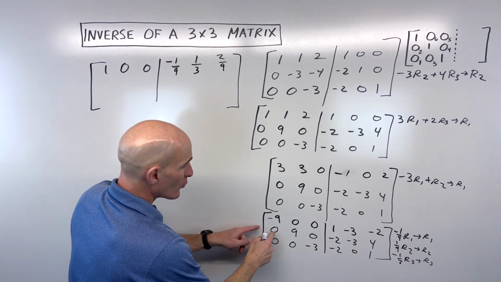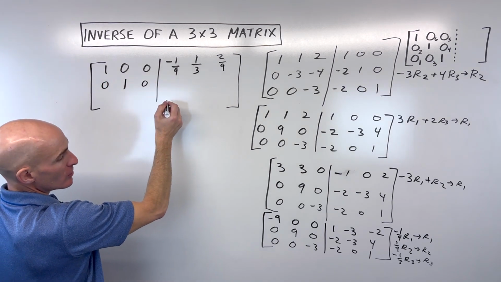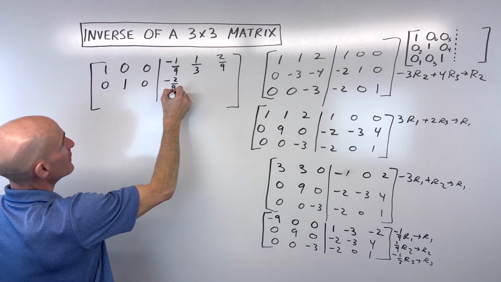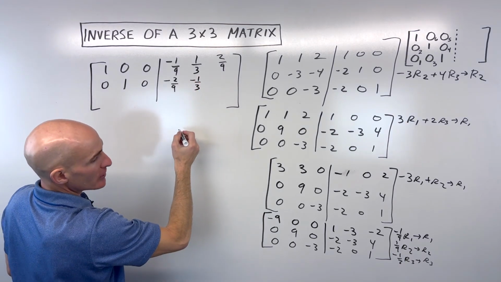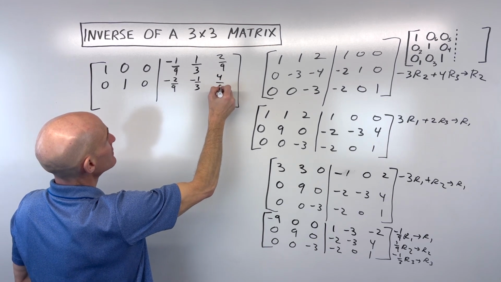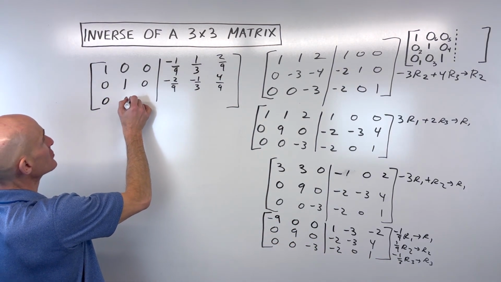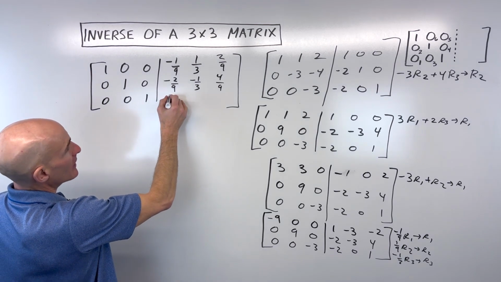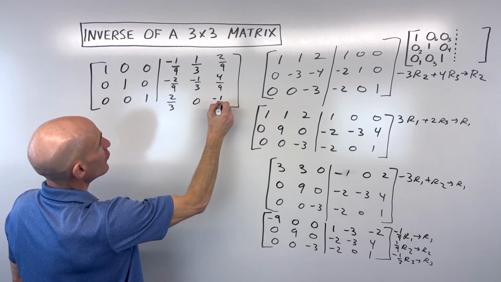Okay, and then for the second row, we're multiplying by 1/9, so that's going to come out to 0, 1, 0, negative 2/9, negative 3/9, which is negative 1/3, and 4/9. And then for the third row, we're multiplying by negative 1/3, so that's going to come out to 0, 0, 1, 2/3, 0, and negative 1/3.